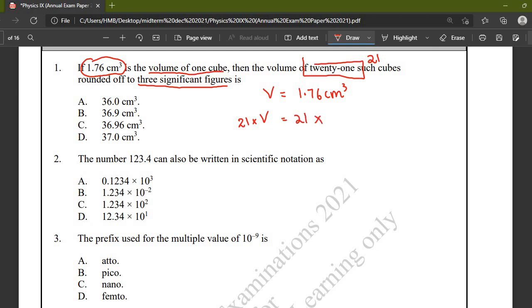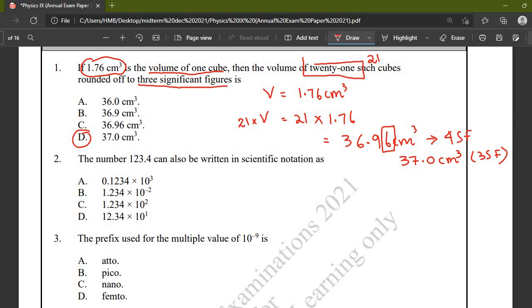So 21 multiplied by 1.76. Let us calculate this, 1.76 times 21, which is equal to 36.96 centimeter cube. In this expression, we have four significant figures, but we need our answer in three significant figures. So the six will be rounded off, and according to the rules, it will be rounded off by adding 1 to the preceding number. By rounding this off, we will get 37.0 centimeter cube, and in this expression we have three significant figures. So the correct answer for question number 1 will be option D.